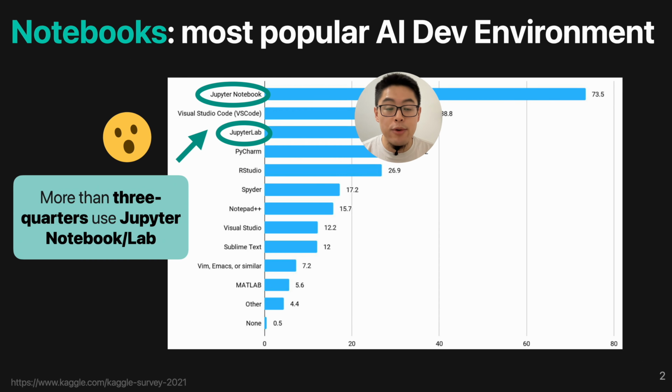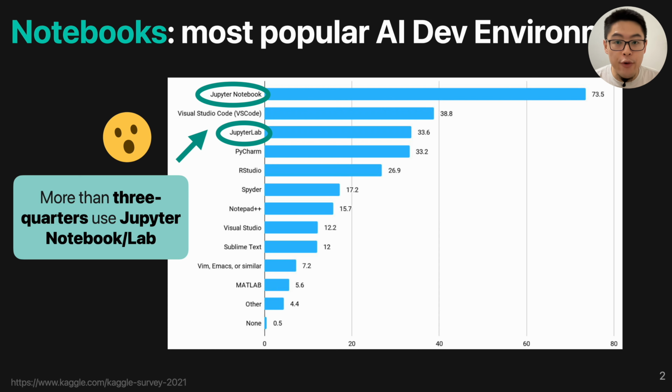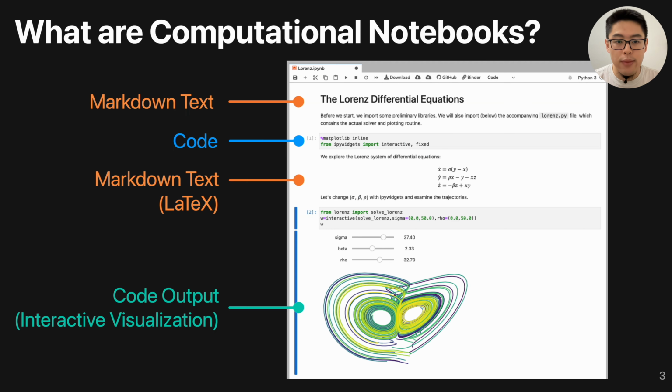So recently, we have seen computational notebooks such as Jupyter Notebook and Jupyter Lab become the most popular development environment for AI practitioners. So what are computational notebooks? Those notebooks are documents including different cells, such as a code cell or text cell, and the user can run different code cells and can see the output right after the code cell. The output can be some interactive visualizations.